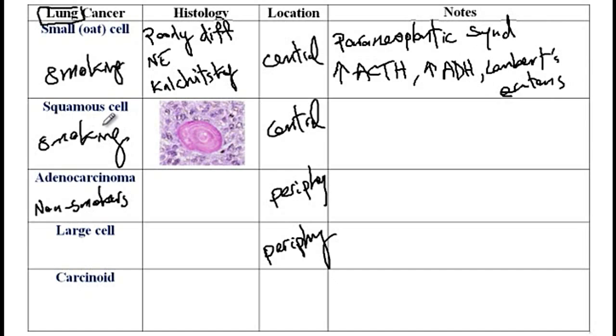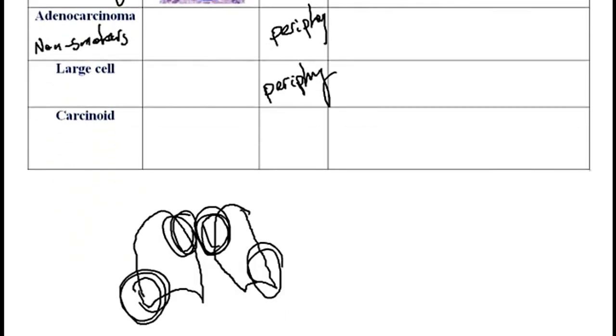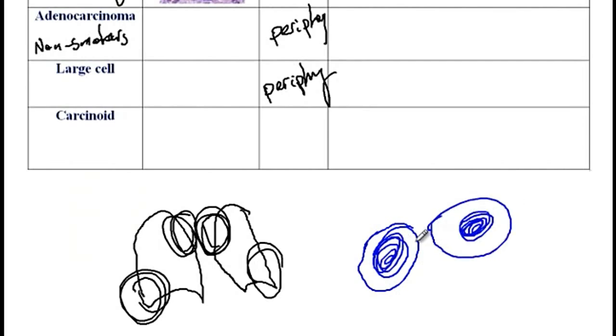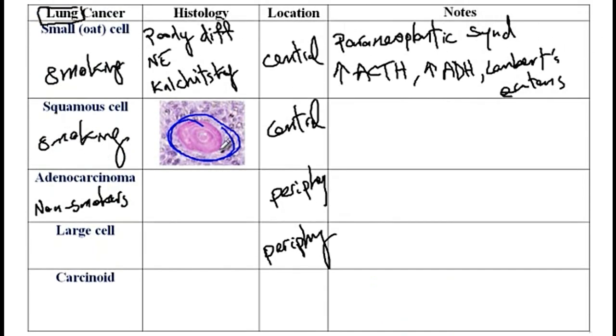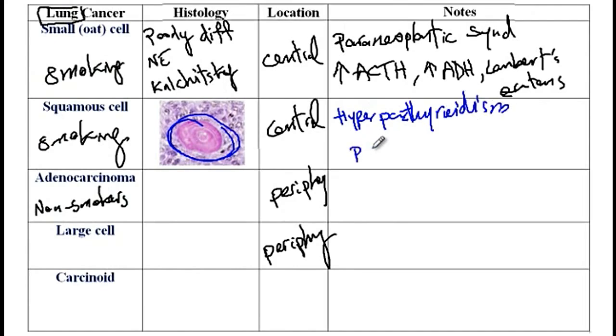The next condition is squamous cell carcinoma, and on the histology you will see squamous pearls, which is shown right here. In addition, you will see desmosomes in between cells or intercellular bridges. So if you have one cell here with the nucleus in the center, and then another cell right here with the nucleus in the center, you will see on the histology a small bridge between the two cells, and this is called intercellular bridges or desmosomes. This condition, squamous cell carcinoma, is associated with hyperparathyroidism due to the secretion of the parathyroid hormone-related peptide, and thus these patients present with hypercalcemia and hypophosphatemia.